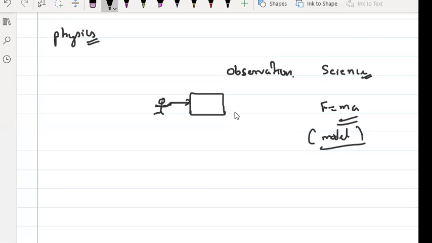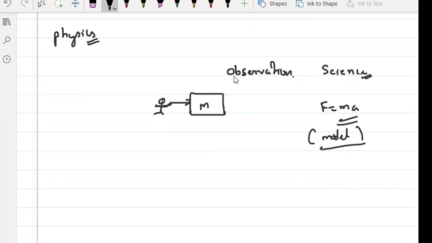Ragini, I said that when you talk about any physical phenomena, when you talk about this case in which one person is pushing this object of mass m, this is an observation done by someone.